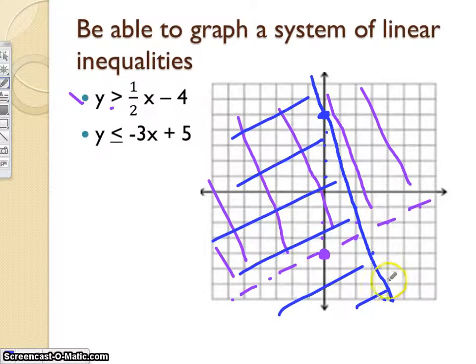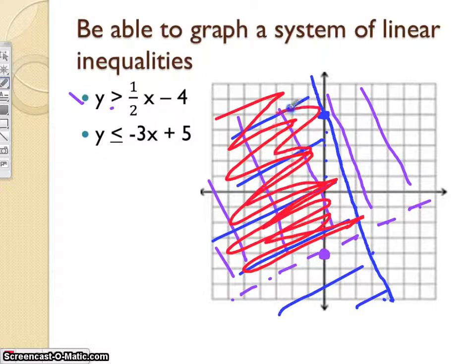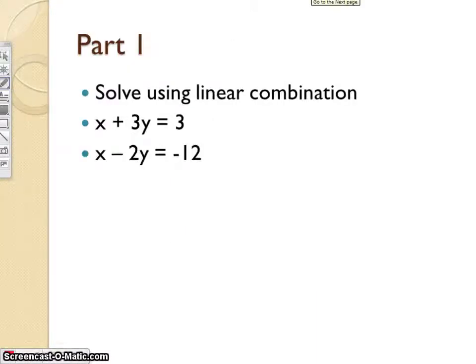Now we have to look at what portion has both colors. The portion that has both colors is this area right in here. This is the area that contains solutions to both inequalities. All right, you made it to the end of the Part 2 test. The Part 1 or computer scored portion will have a couple of problems based on each of these problem types.